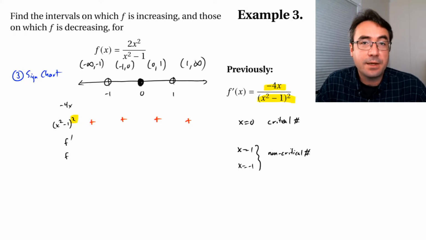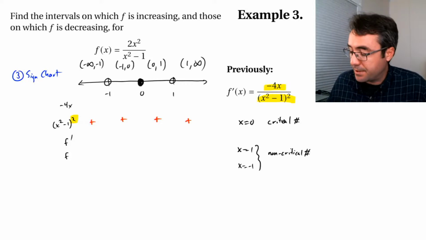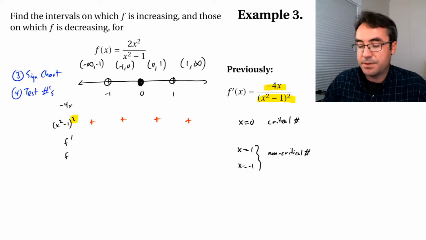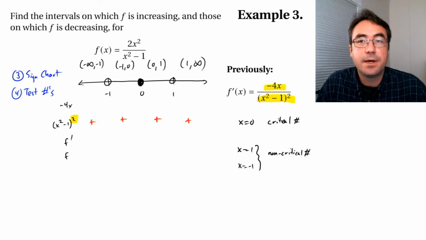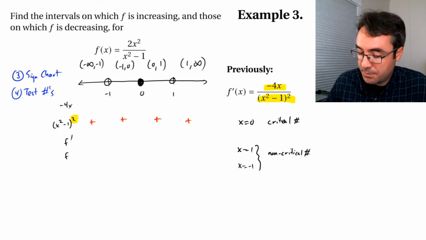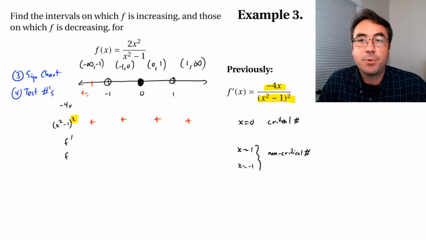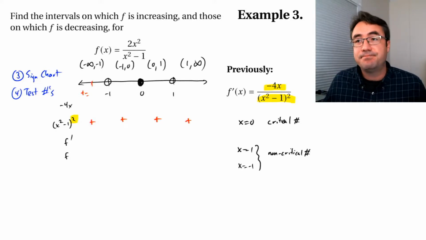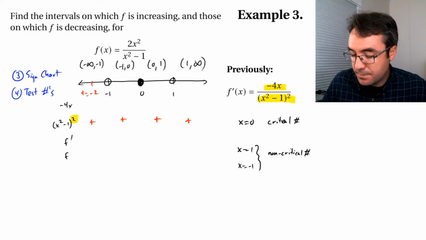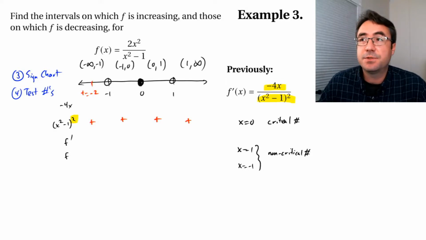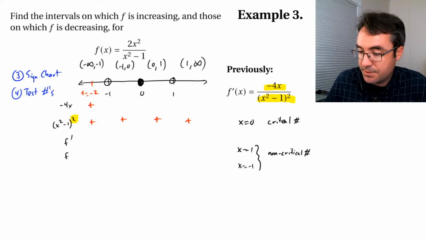Now for that negative 4x, maybe we use test numbers there. If you need to, use test numbers. If you can just figure out where it's positive, where it's negative, that's fine. But sometimes it helps to just plug something in and see what you get. So for this first interval, we want something less than -1. -2 would work. So let's plug that test number into the factor -4x. When we do that, we get -4 times -2, which is +8, so positive.